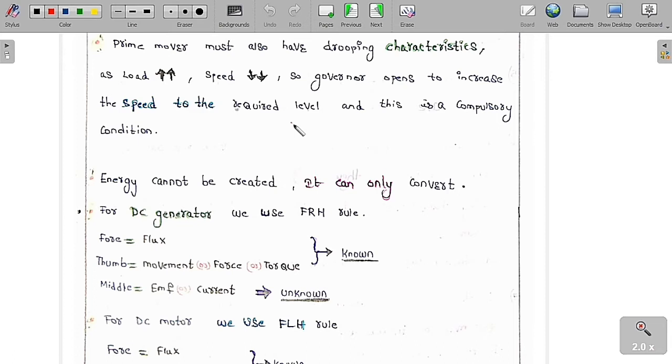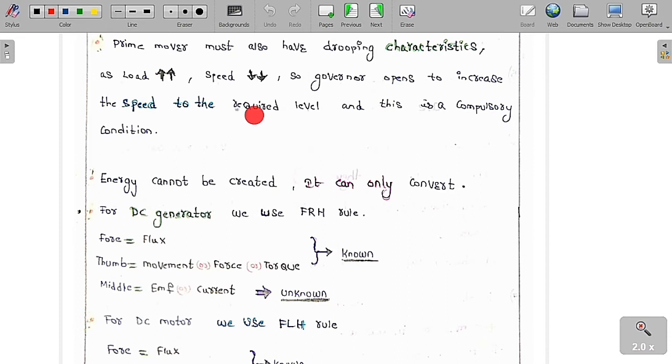I have already told you, suppose the load demand increases, then the speed of the synchronous machine rotor will decrease. Then the governor opens its valve, so the incoming steam will increase, and again the speed will increase to the required level. So the governor characteristics should also be drooping. As the load increases, the speed decreases, so the governor opens to increase the steam inflow, and this is the compulsory condition. So the prime mover must also have drooping characteristics.